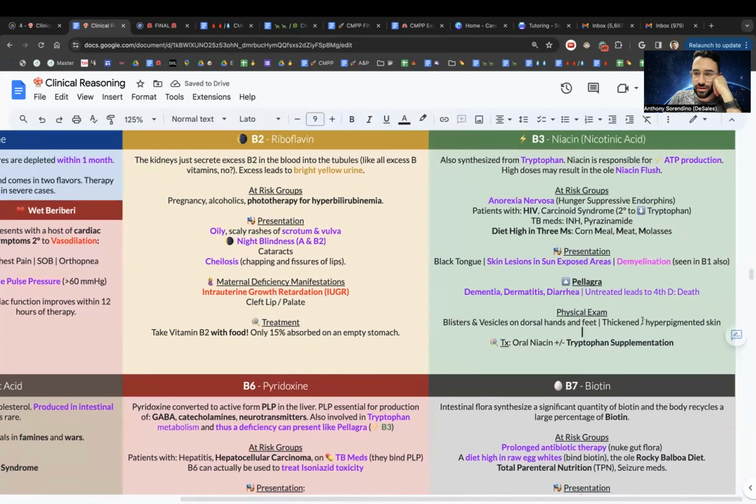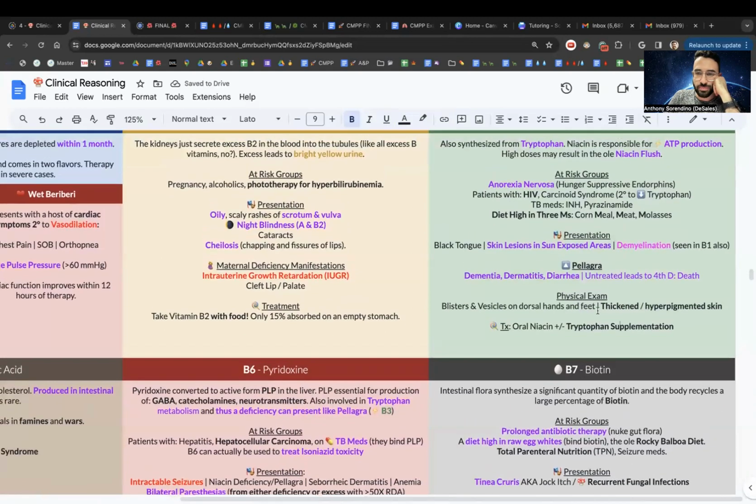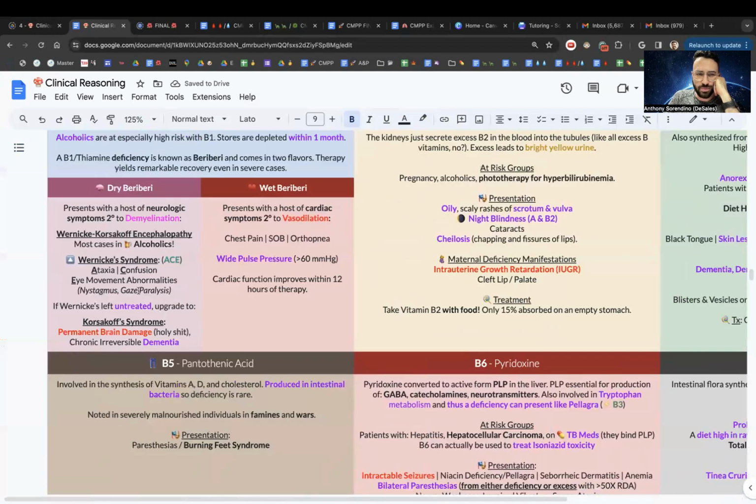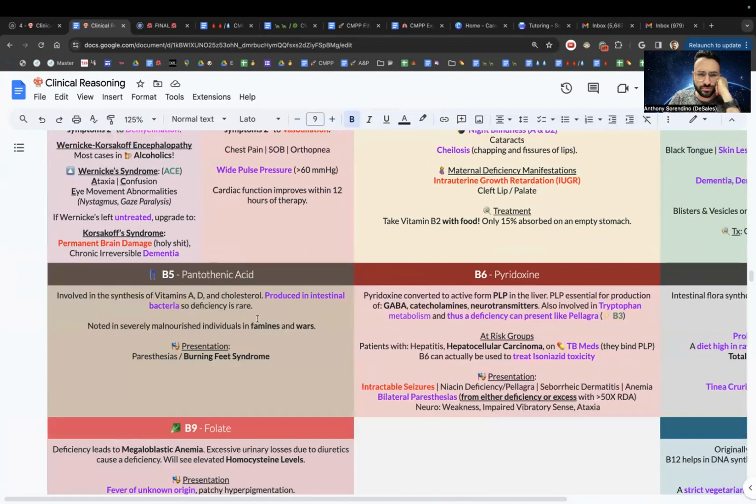All right, thickened skin, this kind of sticks out. You can give tryptophan and oral niacin. Now, B5 is a weird one. Produced by intestinal bacteria, so deficiency is rare. Noted in severely malnourished individuals in famines and wars. I think that's pretty important.